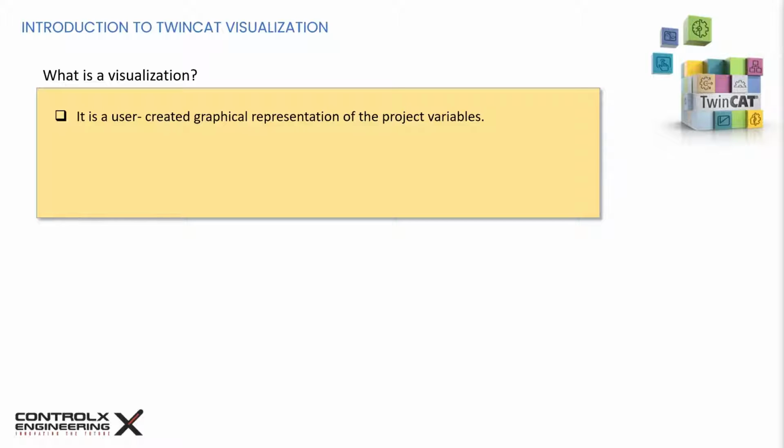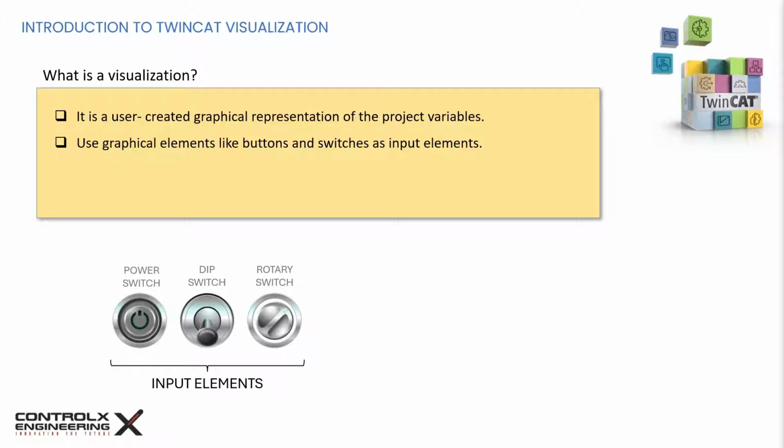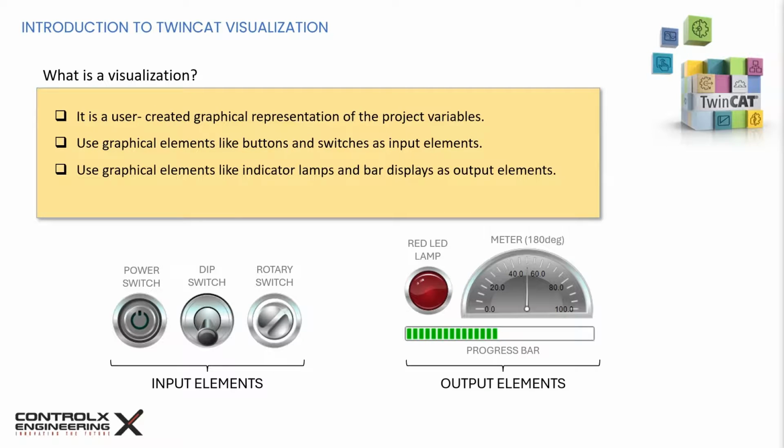PLC variables. We can pick the appropriate graphical elements from the toolbox that best applies to our application to build the visualization. The toolbox offers many types of input elements like text boxes, sliders, push buttons, and a wide variety of switches. Similarly, there are many choices for output elements like lamps, meters, progress bars, text boxes, etc. In addition, there are numerous other control elements like checkboxes, radio buttons, scroll bars, histograms, bar displays, and many more.